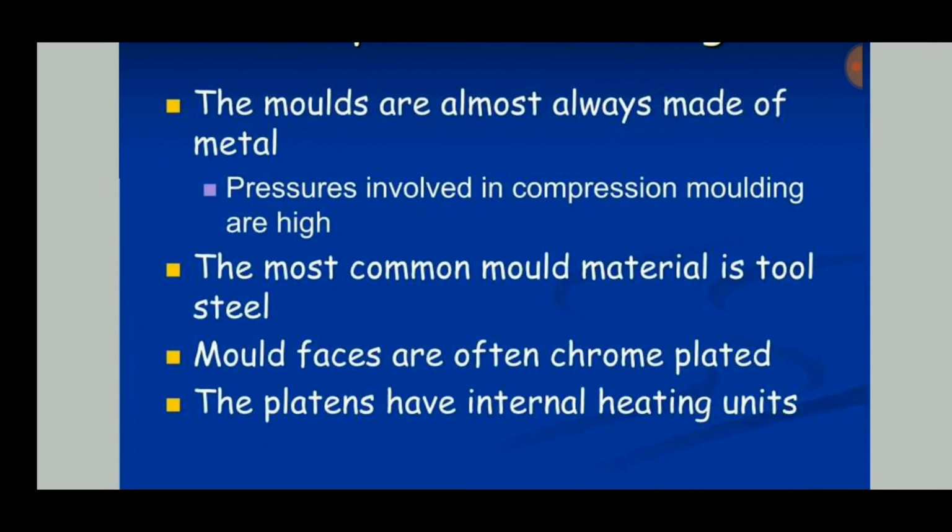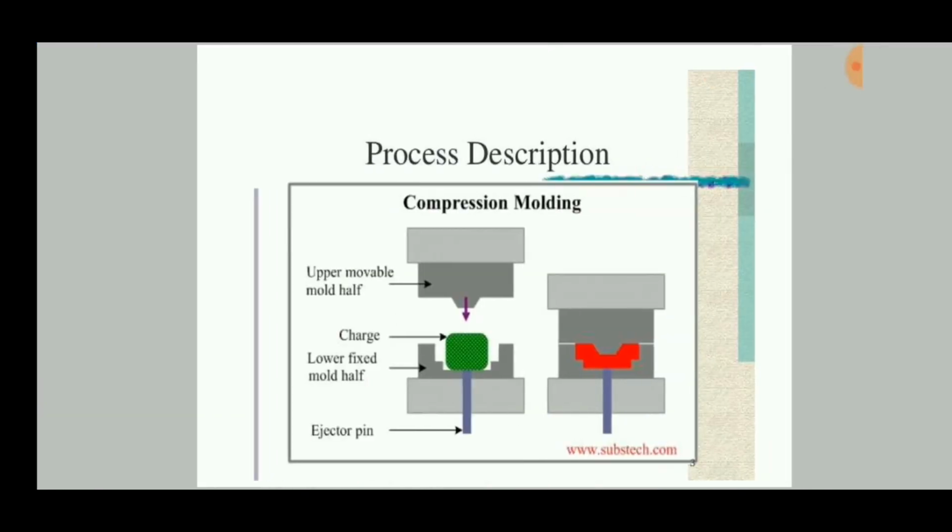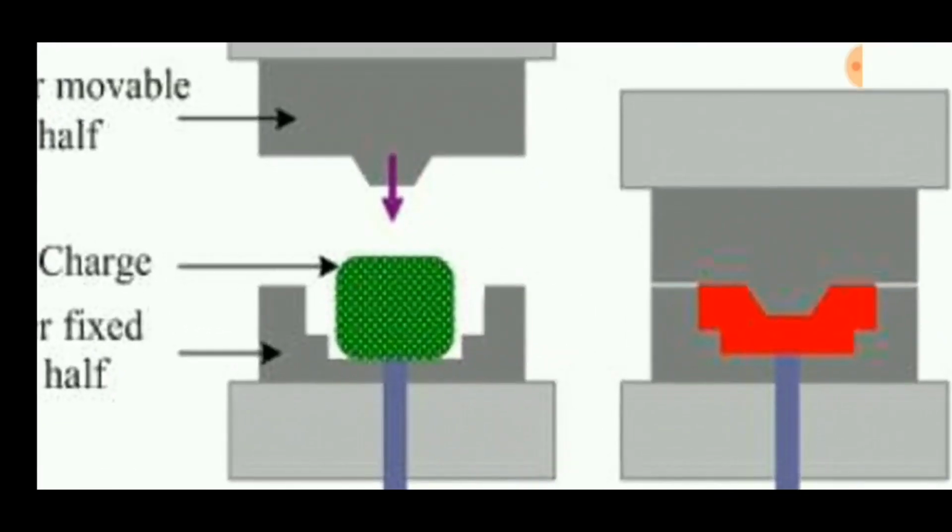The molds used are made of metal. Pressures involved in compression molding are high. The common mold material is tool steel, and the mold surfaces are chrome plated so that the final compound's outer surface can be made smoother.